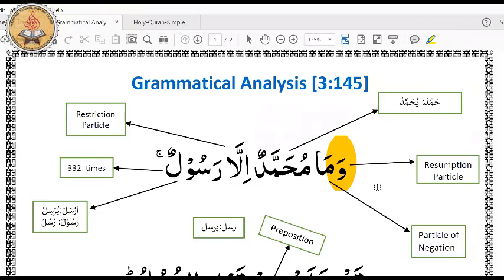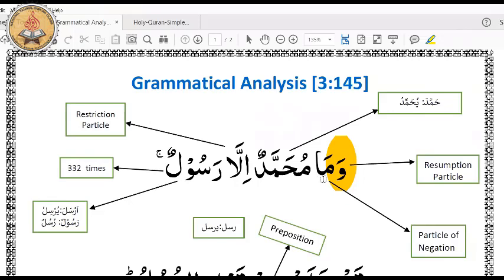Sometimes it comes in between two nouns, two sentences, two verbs. There are plenty of examples. So basically this is a resuming particle. When a message is paused, a natural pause, and after that the message resumes, this is the wa.